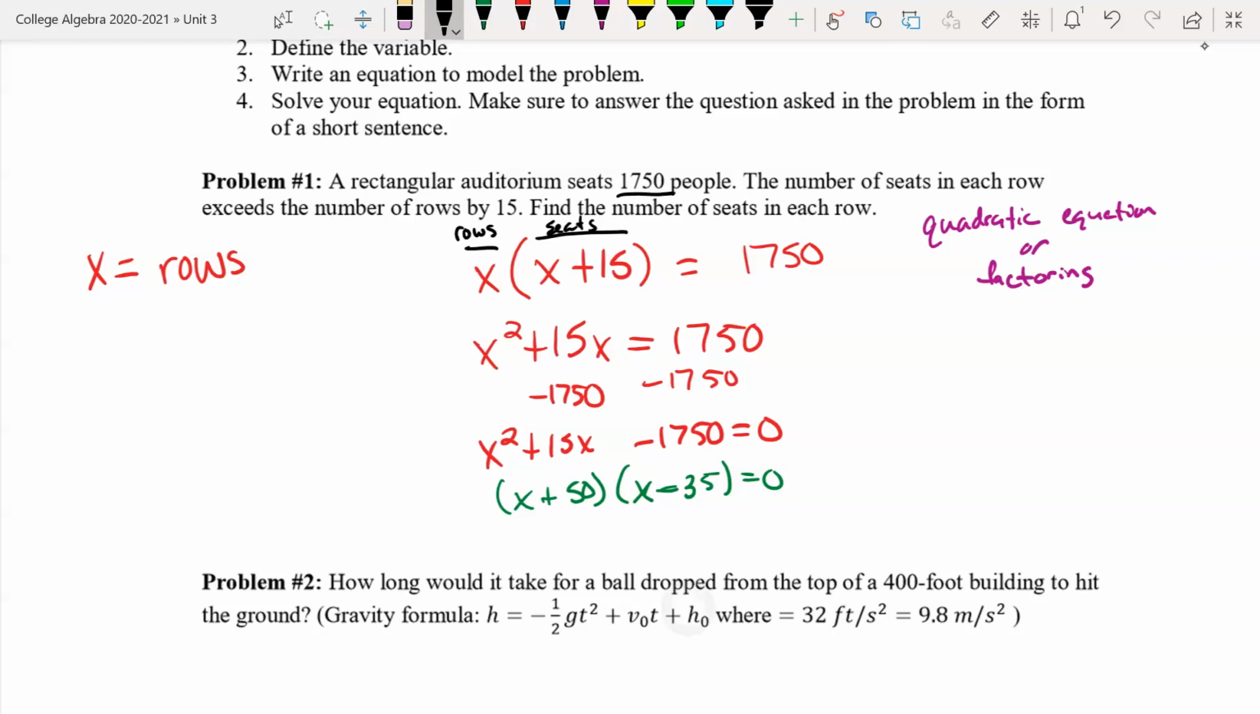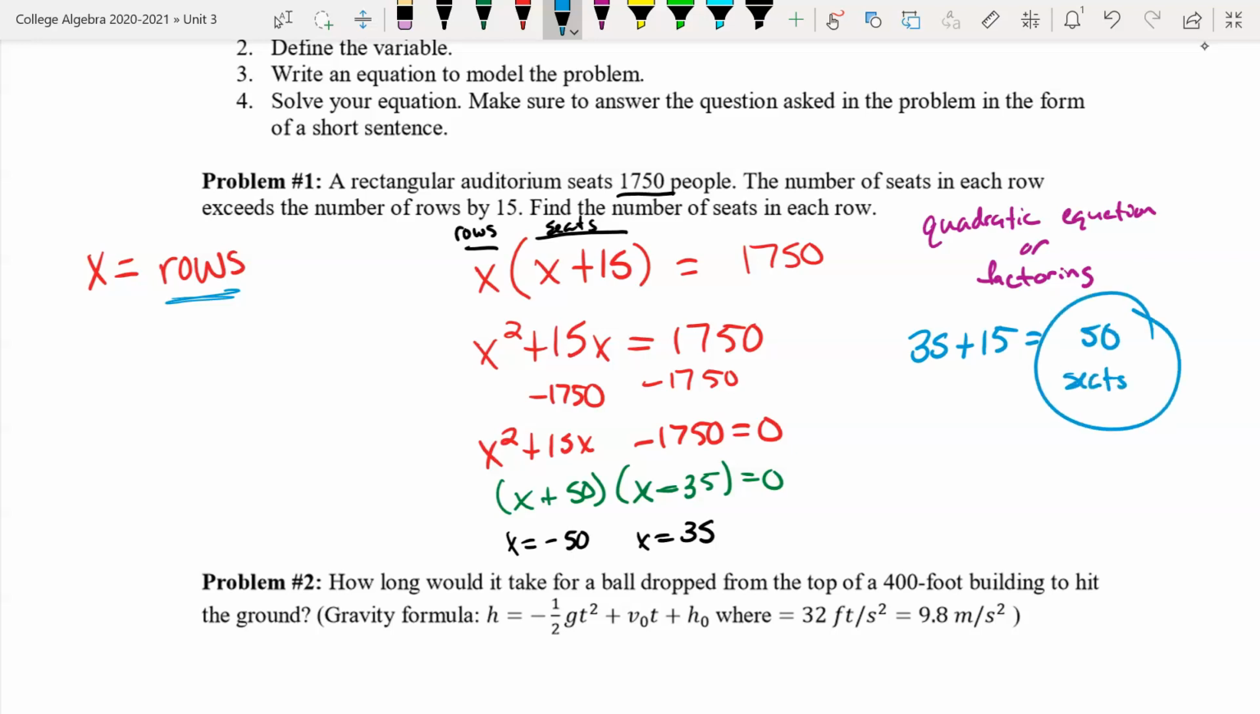All right, so then I would solve them. I would get x equals negative 50 or x equals 35. Well, if you think about it, we're not going to use the negative number, so that doesn't make sense. So our answer is going to be 35, but that's for the rows. I want to know how many seats are in each row. So I've got to take 35 plus 15 to give me 50 seats in each row. All right.